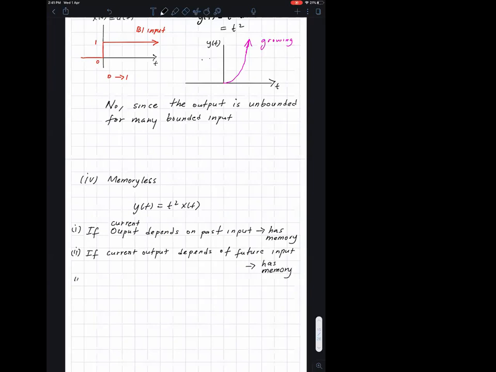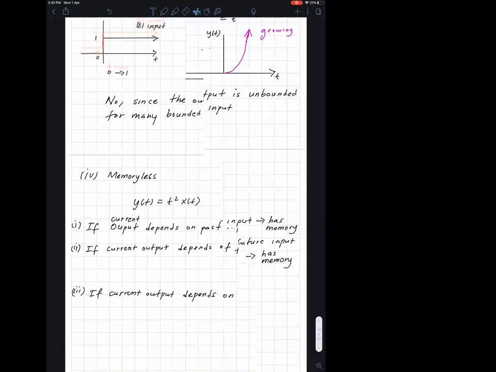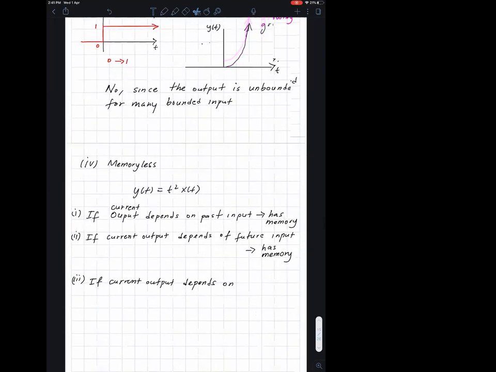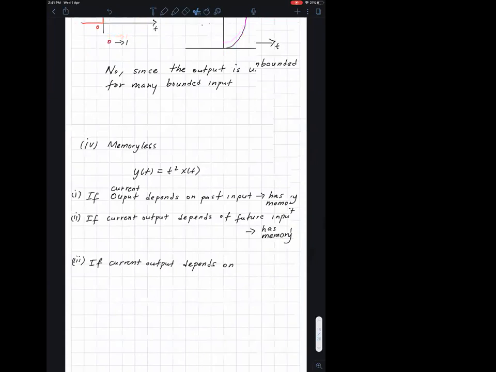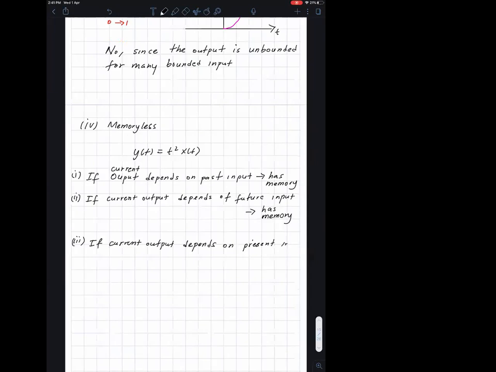If the current output depends on the current or present input, then it's memoryless.